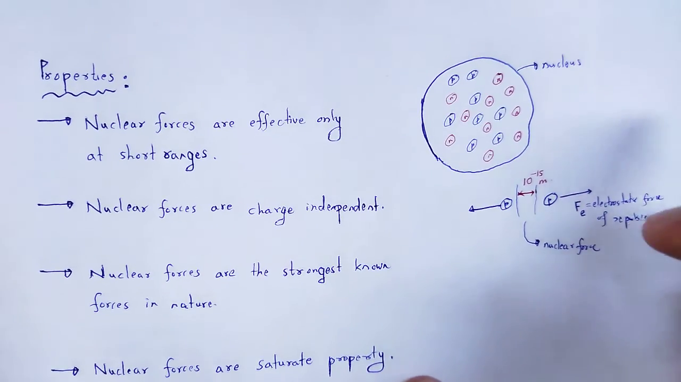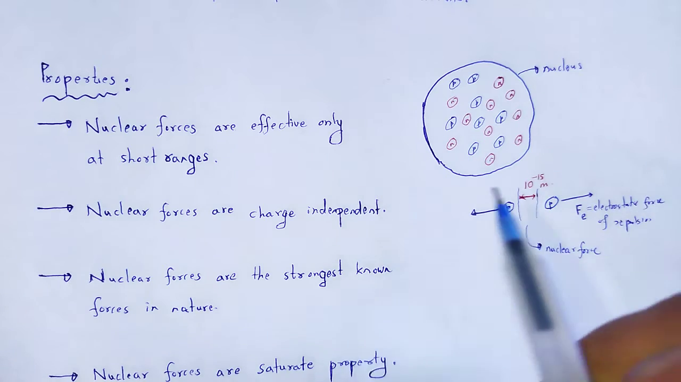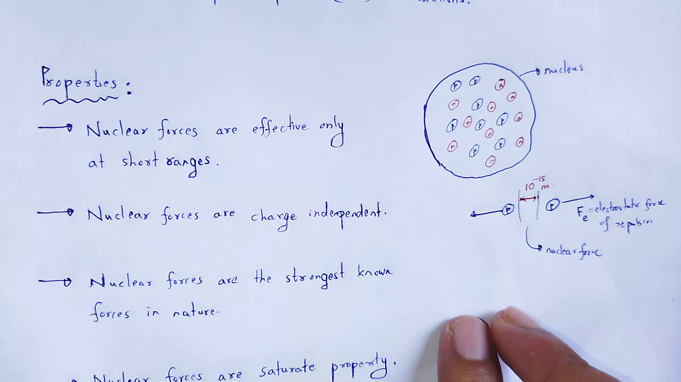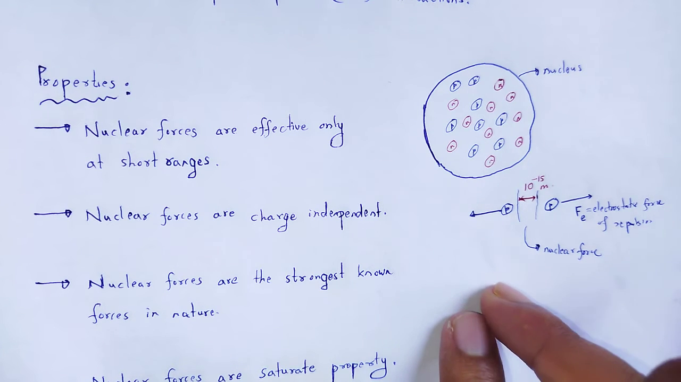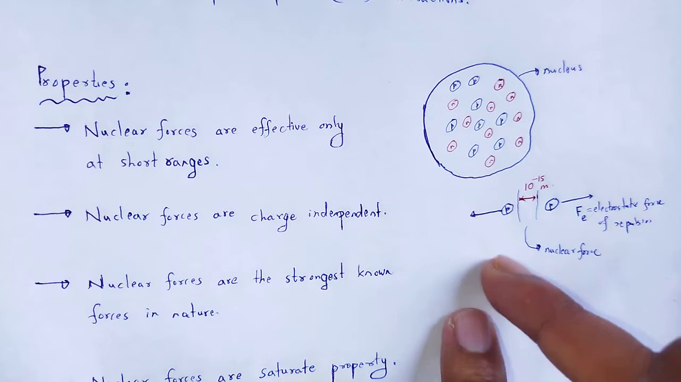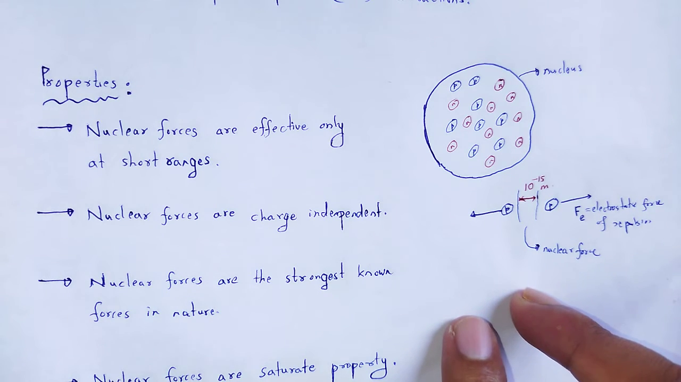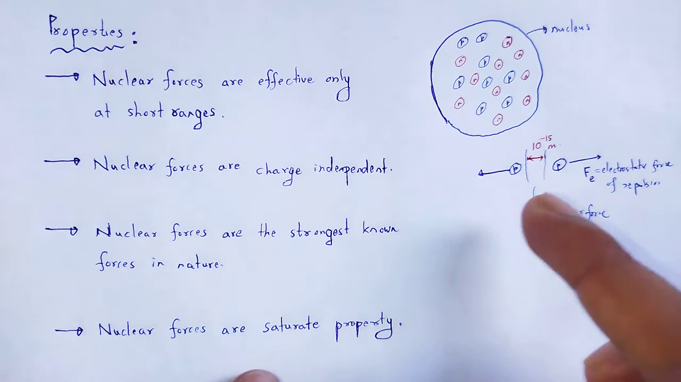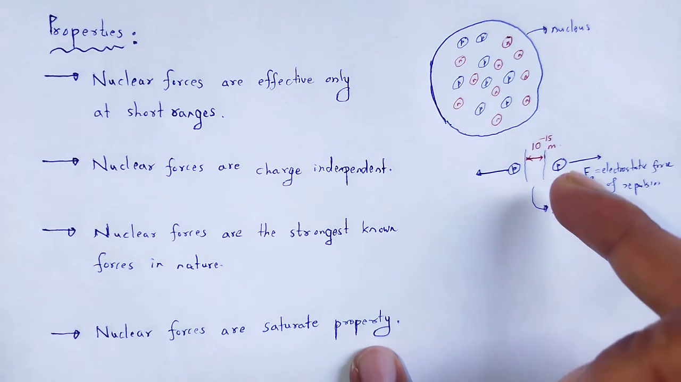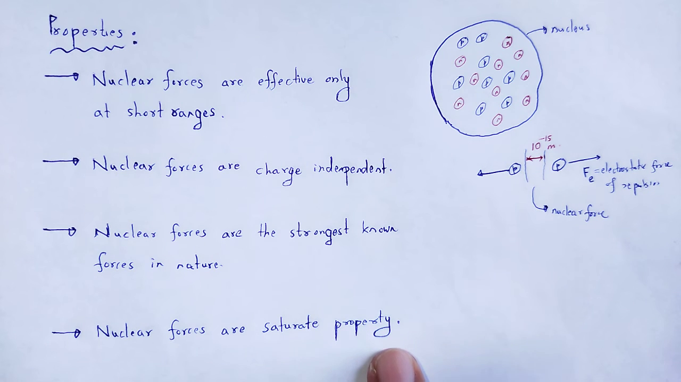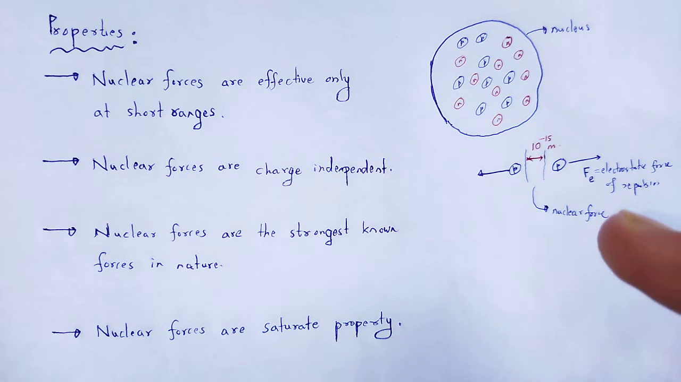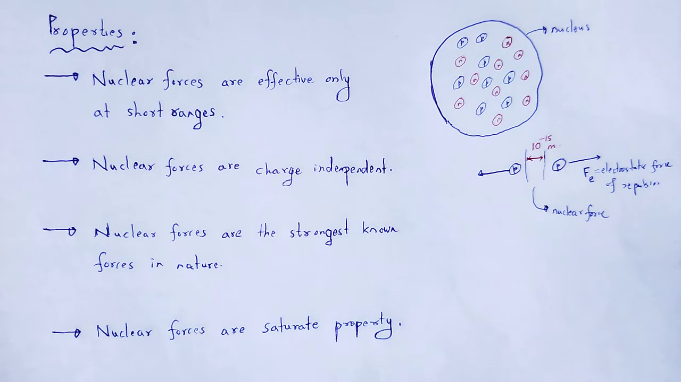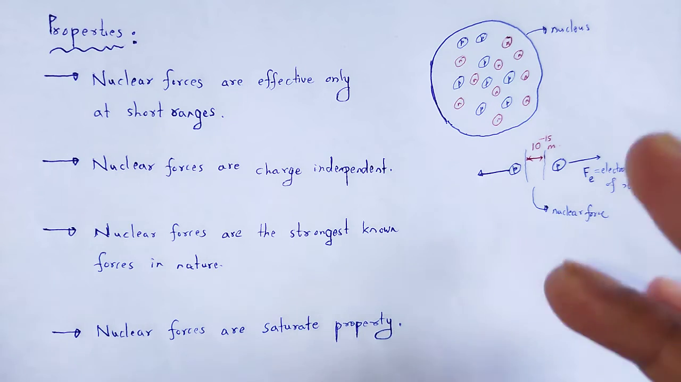Since we say that nuclear forces act in a short range, if the nucleus of another atom is within that range, it affects this one, otherwise it does not affect it. Therefore, we call it the saturate property.